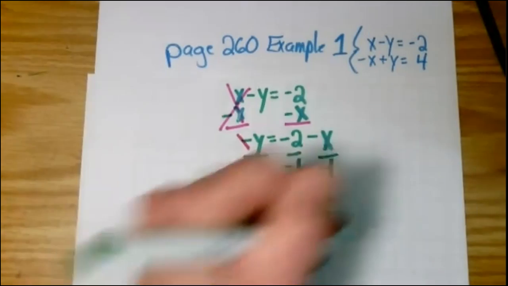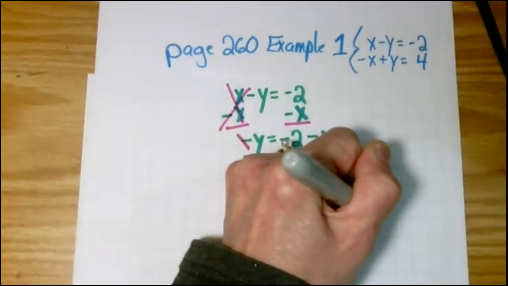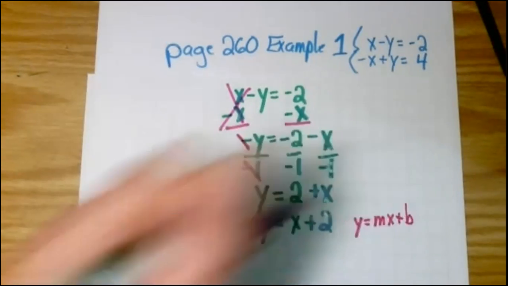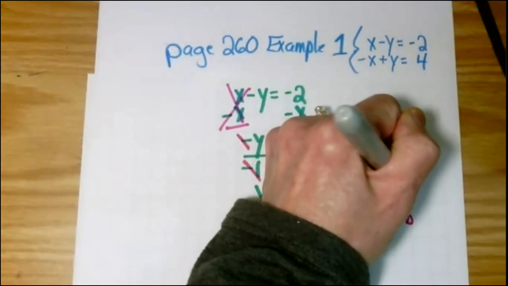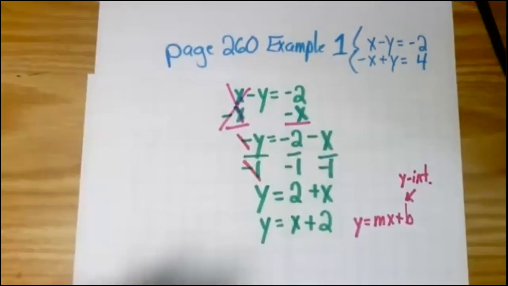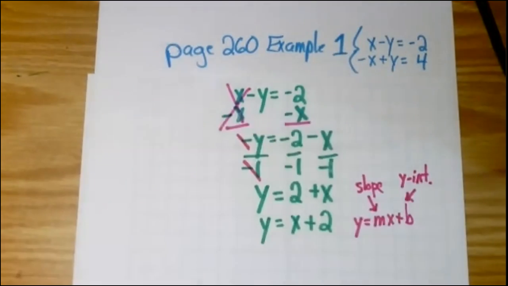So remember slope-intercept form. Let me write it in a different color. Y equals mx plus b. B is our y-intercept, and m is our slope. And we now have it in that format. We have our slope of 1, imaginary 1, and our y-intercept of 2. We could graph that, and we are going to in a moment.